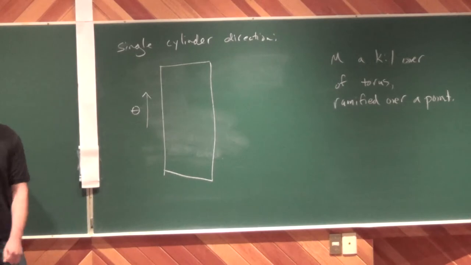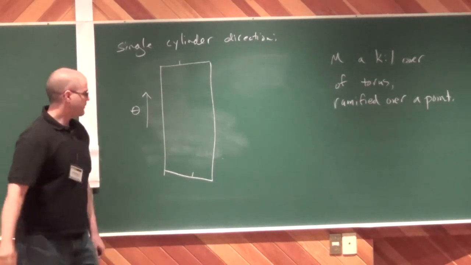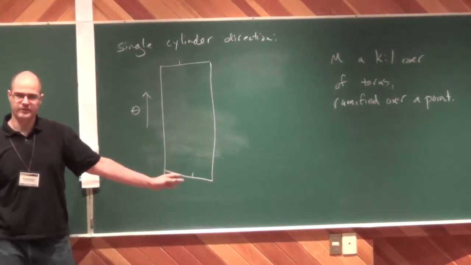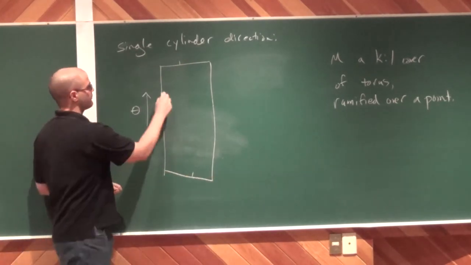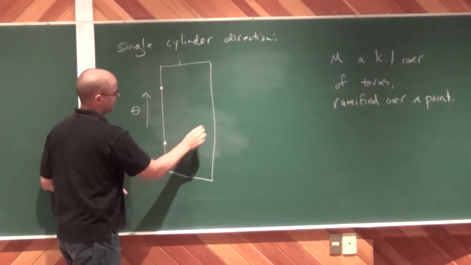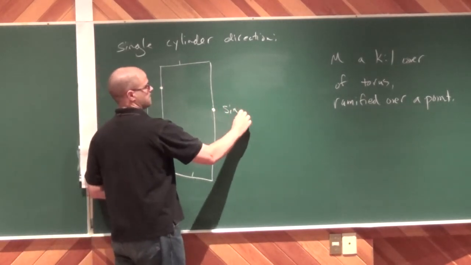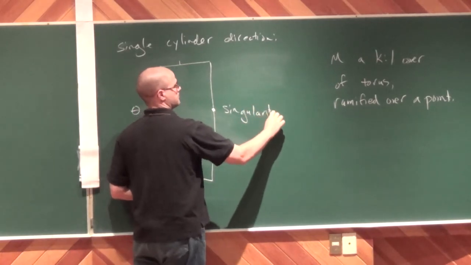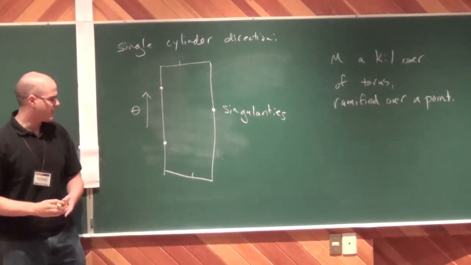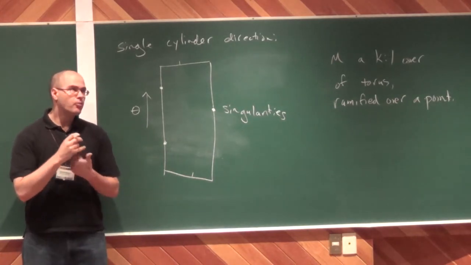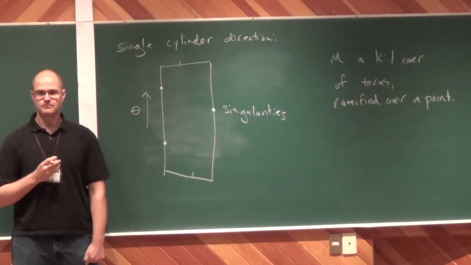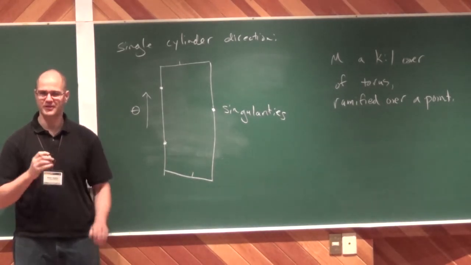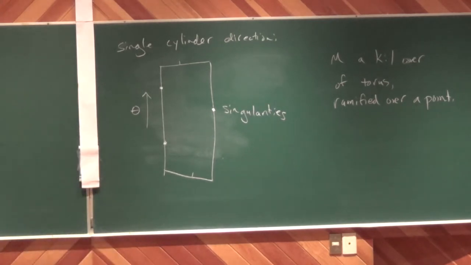Okay, so if we flow in direction theta, the top is identified with the bottom. There is some sort of identification on the side. It's not just a straight this side to this side. That would make this surface just a torus. So along the sides of this cylinder are the singularities. But in direction theta, we have an open connected set of full measure, which is invariant under the flow. The picture makes more sense than the words, right?